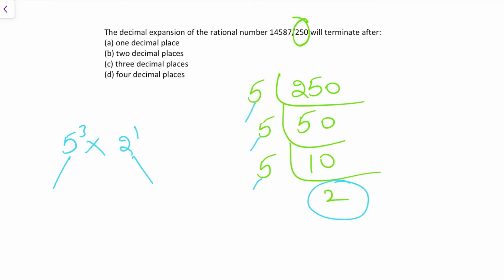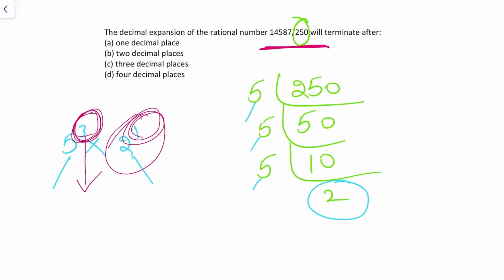For which base is the highest power there? Here for 5 the highest power is 3, so that decides after how many decimals it will terminate. So after 3 decimal places this decimal expansion will terminate. If only 2 had the highest power, that would be the answer, but here 2 has power only 1, whereas for 5 the power is 3, so it will end after 3 decimal places. So option C is the correct option.